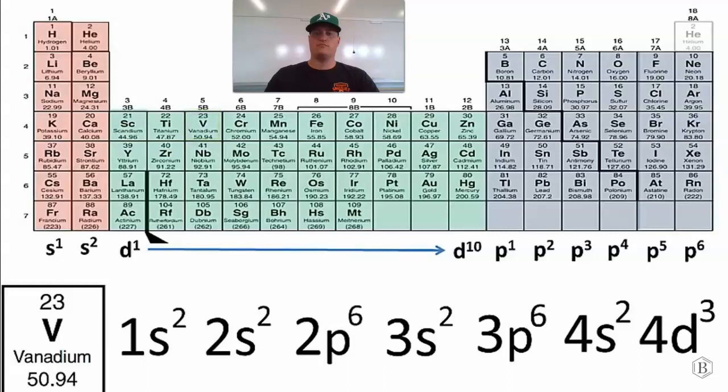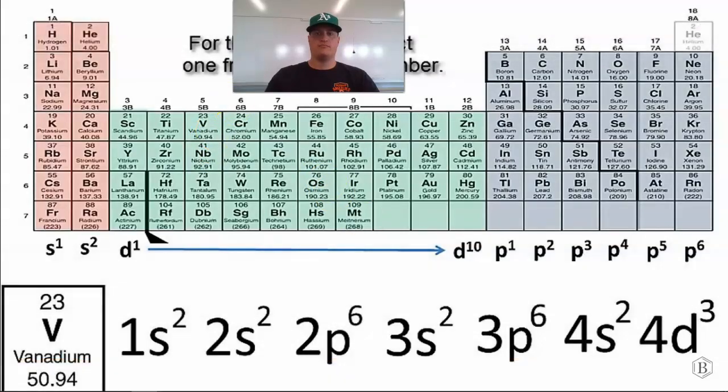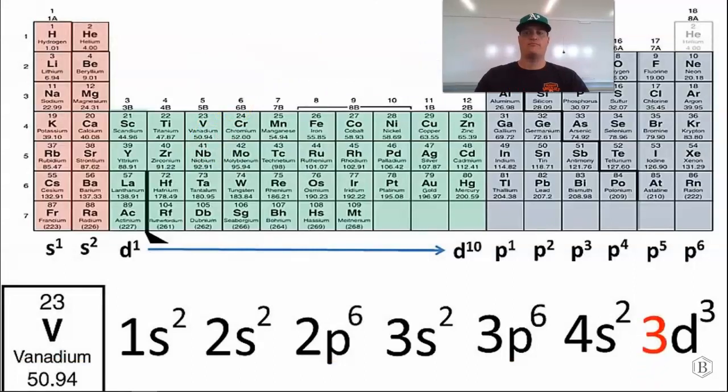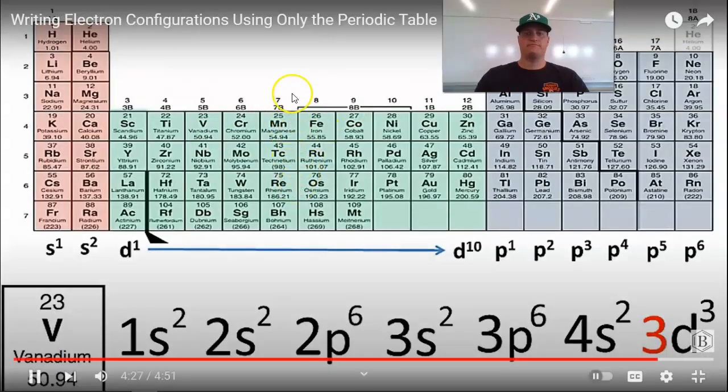However, this is the one exception that you need to be aware of if you're using this method. When we get to the D block, we always take one away from the period number. So instead of 4d3, we would have 3d3 as the electron configuration for vanadium. So we always take away one level of whatever period we're on. So if we were at zirconium, because that's in period 5, that would be 4d and then 2, because it's the second one over.